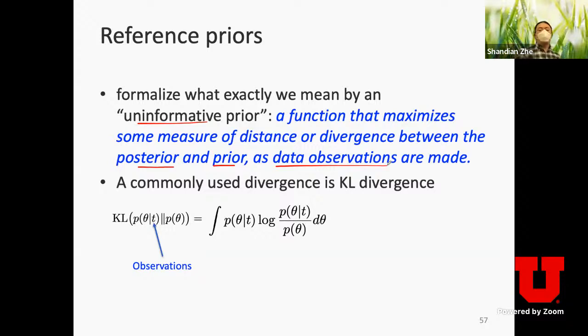Then this brings up a problem, right? We first need some measure of distance between the distributions. A commonly used measurement is called KL divergence, as we discussed previously. But rigorously speaking, again, KL divergence is not a distance, because distance requires symmetry, and KL divergence is not symmetric.